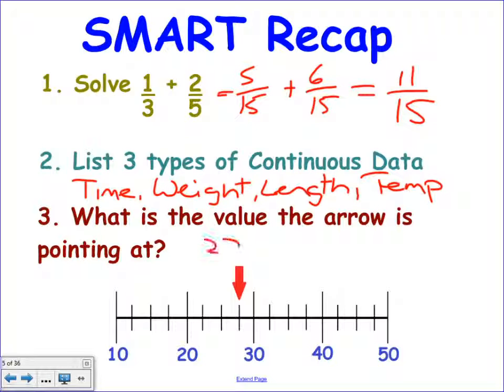27.5. So when you're reading graphs and information, which you'll be required to do in Unit 1, they will give you different scales along the bottom of the graph. You need to be able to read nasty scales like this.